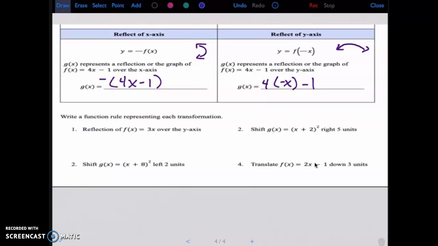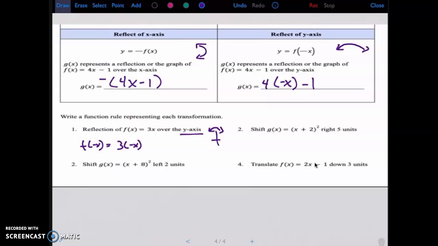Reflection of f of x equals 3x over the y-axis. So we're going over the y-axis. So think about it. We're going over the y-axis. I have to draw it every single time. So we're changing the inputs. So it's going to look like this: f of negative x equals 3 times negative x.